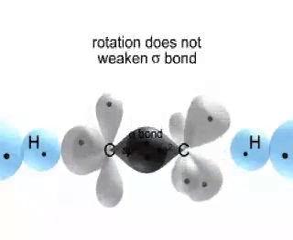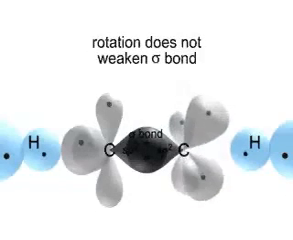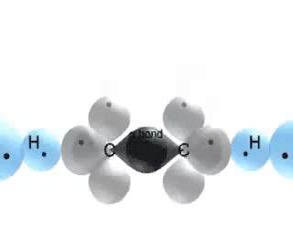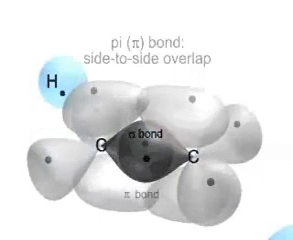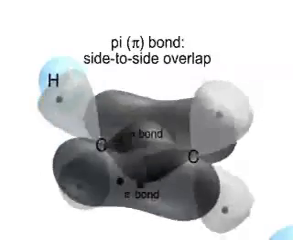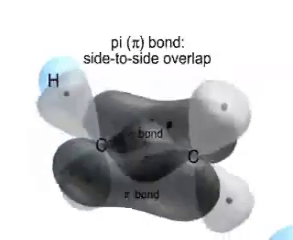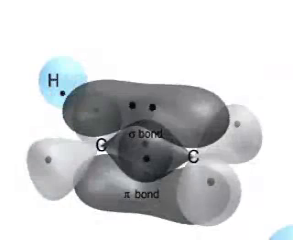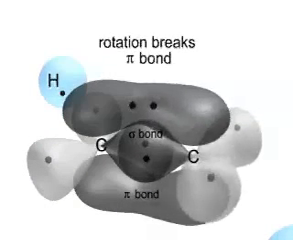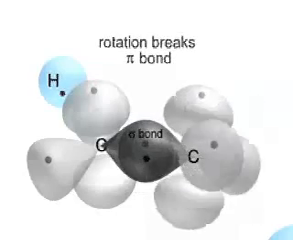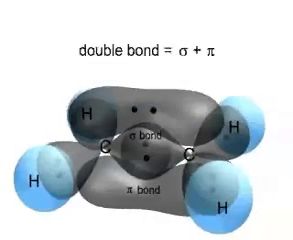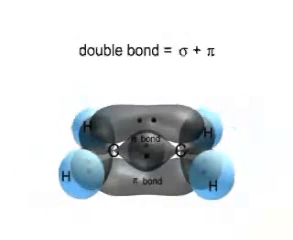Now, focus on the two parallel 2p orbitals. By substituting accurate representations of 2p orbitals, you see that they can easily overlap side to side. This results in a pi bond, one that is not symmetrical along the line between the nuclei. Most importantly, it is weakened and in fact breaks by rotation of one atom with respect to the other. Thus, a double bond consists of one sigma and one pi bond. In the ethylene molecule, four H atoms overlap the four other carbon sp2 orbitals.